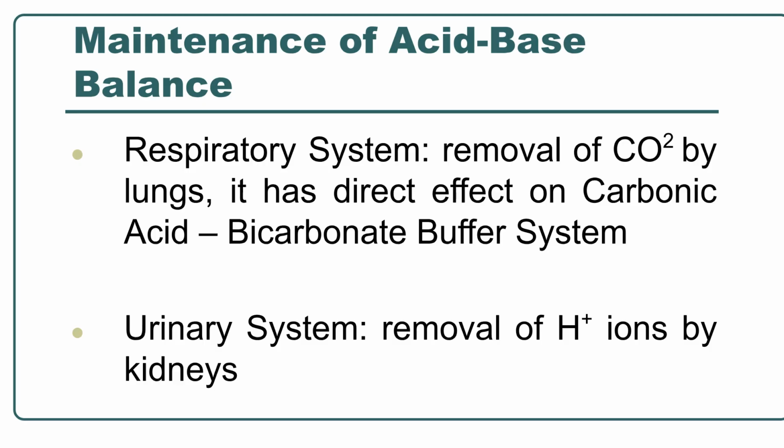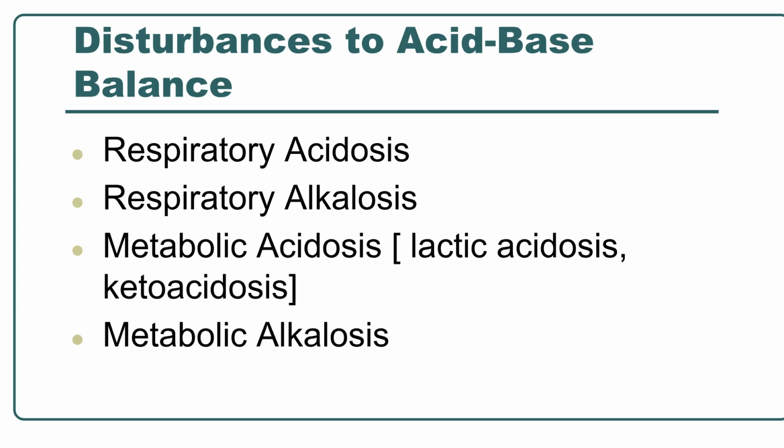This video continues with a review of acid and base balance and imbalance. pH is defined as the negative logarithm of the hydrogen ion concentration. The range is 0 to 14. A high hydrogen ion concentration means the solution is acidic with a pH below 7. A low hydrogen ion concentration means the solution is basic or alkaline with a pH above 7.